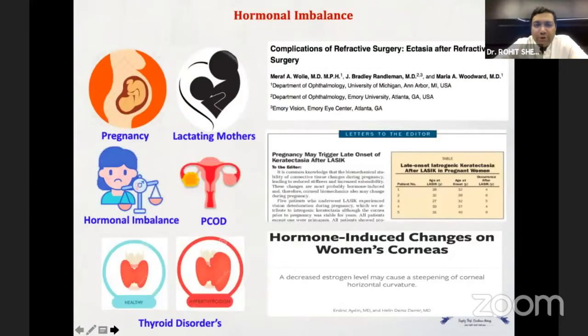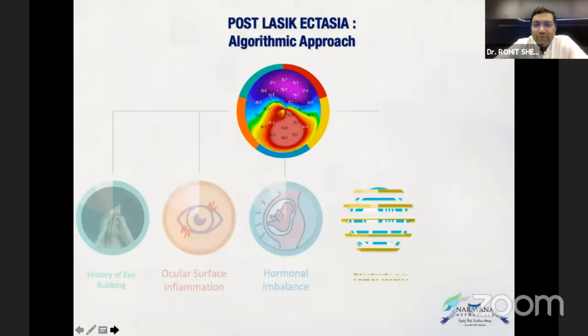Hormonal balance has to be looked into when you're looking at post-LASIK ectasia, but that's not the only one. Thyroid diseases combined with hormonal changes is a very important factor to cause ectasia. Thyroid is a very important factor which needs to be kept in mind.